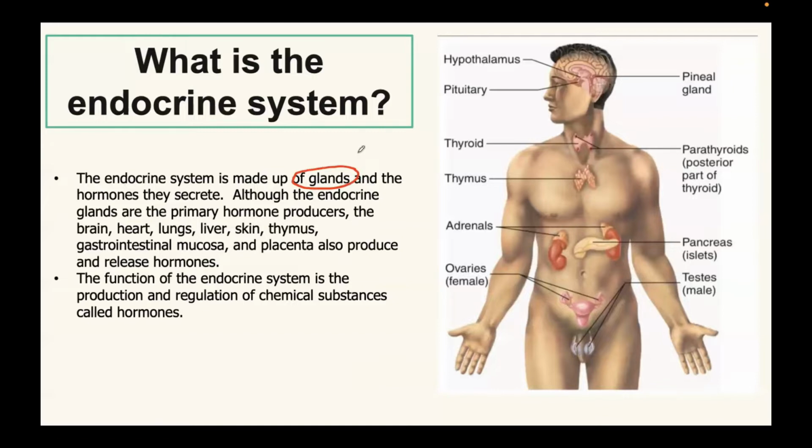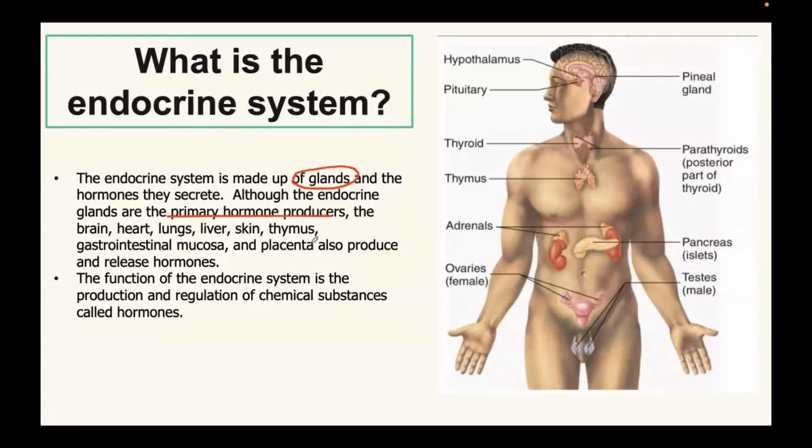And the hormones they secrete, although the endocrine glands are primary hormone producers, we also have different body organs that are capable of producing and releasing your hormones. And what are those? We have the brain, heart, lungs, liver, skin, thymus, gastrointestinal mucosa, and the placenta to produce and release your hormones. Our endocrine system is primarily comprised of different glands. Again, those glands are structures that are capable of making and secreting your hormones.